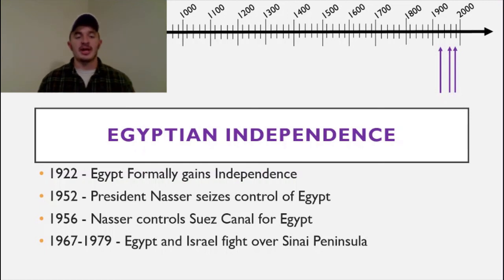So the next thing that we have, and the final thing that we have for Egypt, is them fighting with Israel. So a lot of their more modern history, more contemporary history, after them gaining independence, is about them fighting with Israel. So from 1967 to 1979, we see three different arguments between the two countries, Egypt and Israel. Egypt incredibly large, Israel incredibly small. So we see a lot of fighting between these two countries over the Sinai Peninsula.